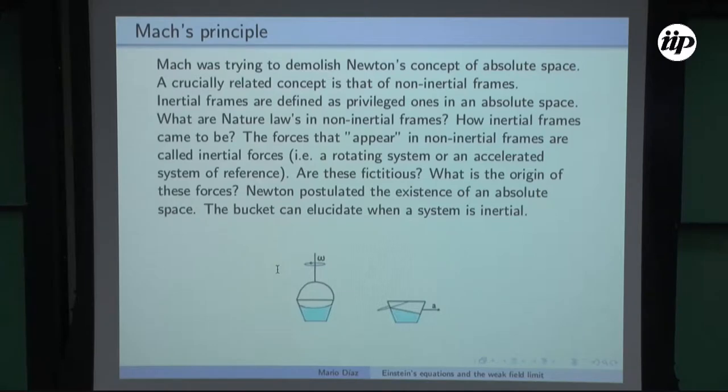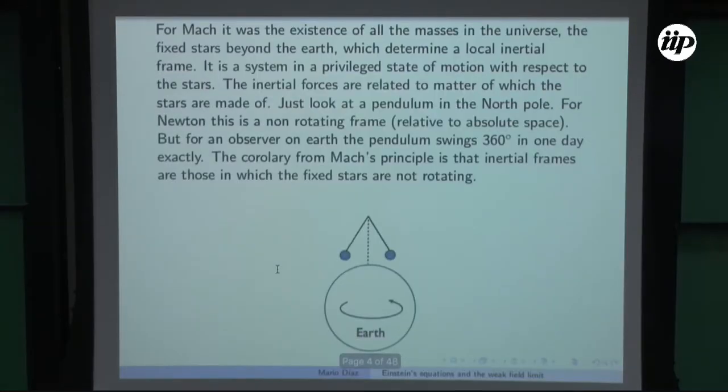So in some sense, the idea behind this is that this type of system can help us determine when a system is inertial. So for Mach, the existence of the masses in the universe, which are, if you want to put it, everything that is beyond the Earth, will determine a local inertial frame. In some sense, it's a privileged state of motion with respect to the stars, and the inertial forces are related somehow to the matter of which the stars are made.